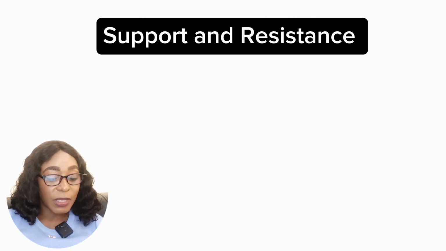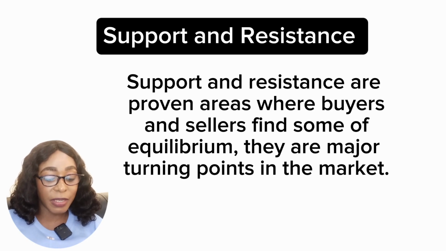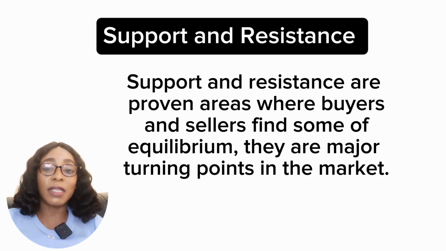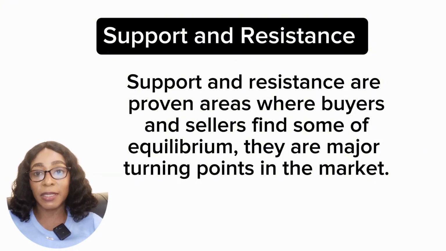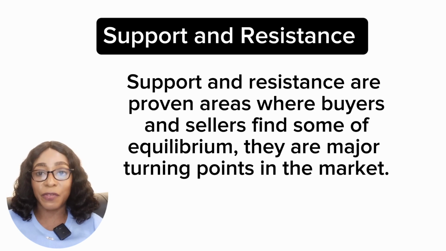What is support and resistance levels? Support and resistance are proven areas where buyers and sellers find some equilibrium. They are major turning points in the markets. There are points where price was moving and it got to that point, it turned back. They are major levels of turning points. And most times we pick out these turning points from higher time frames.